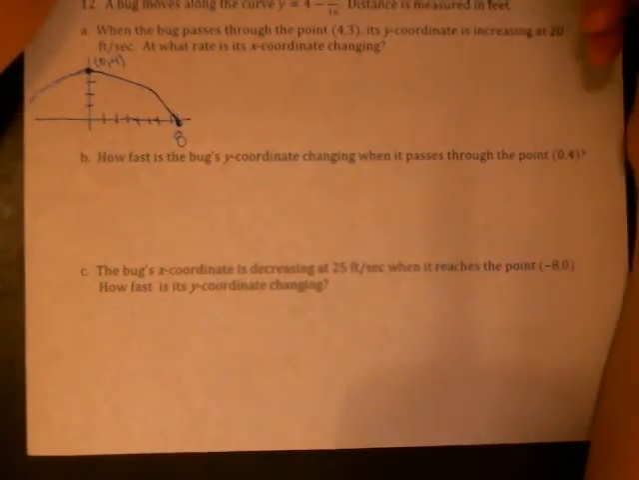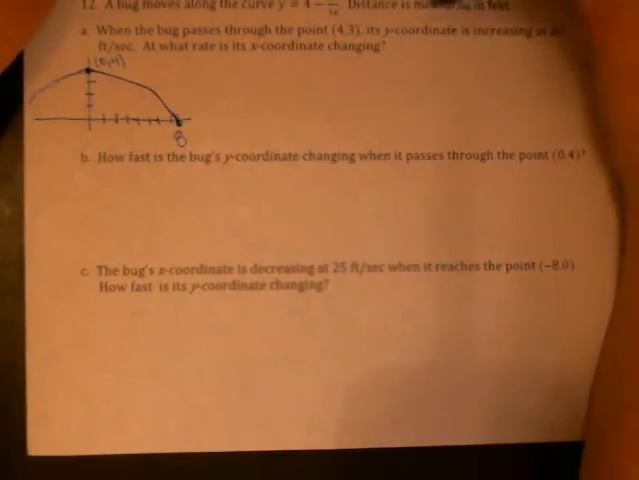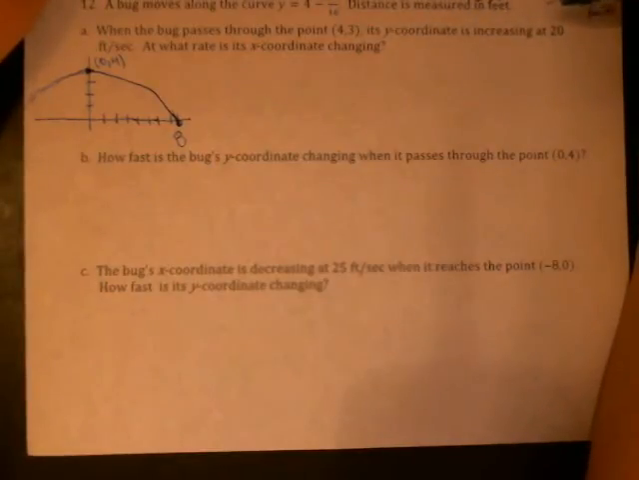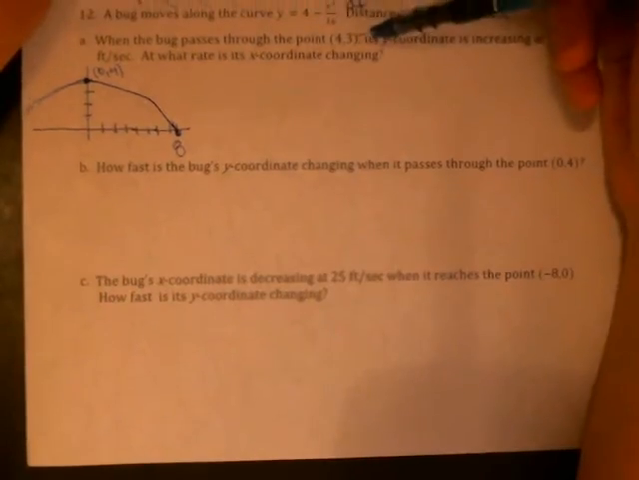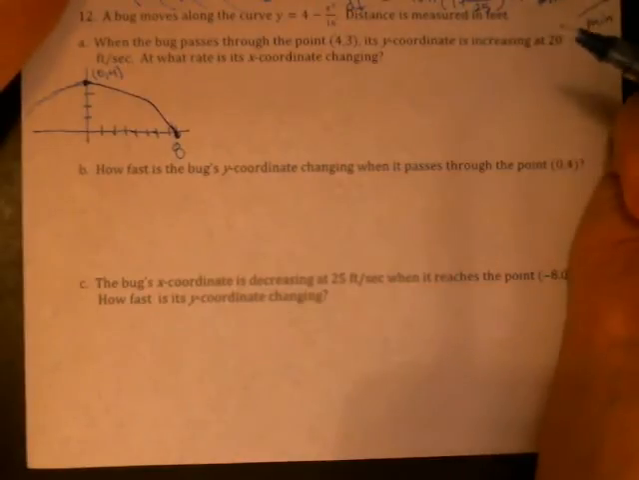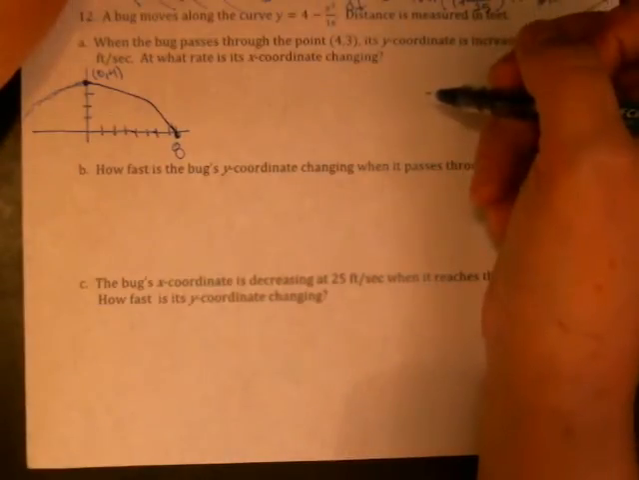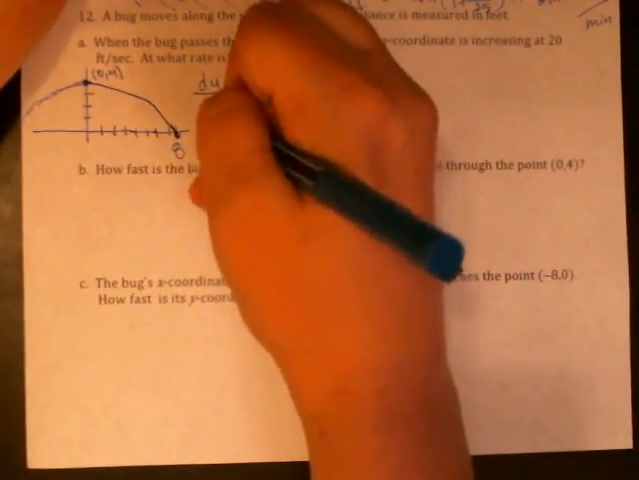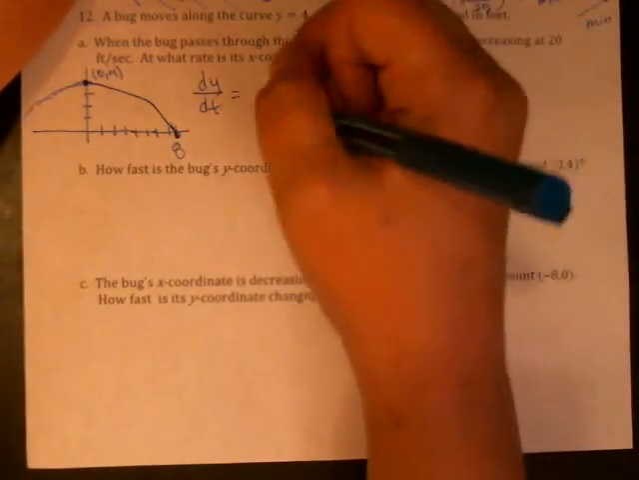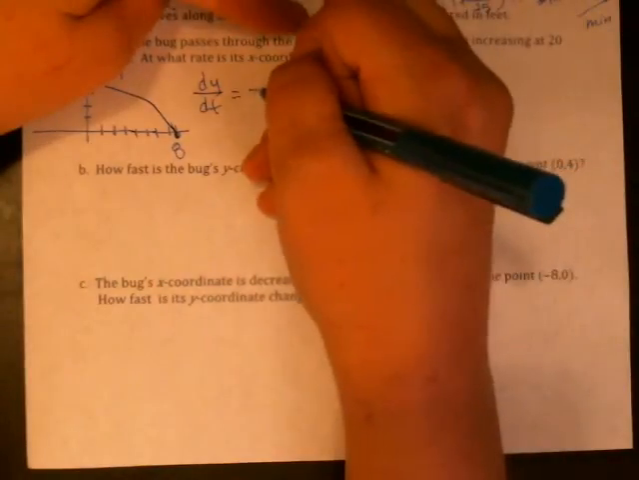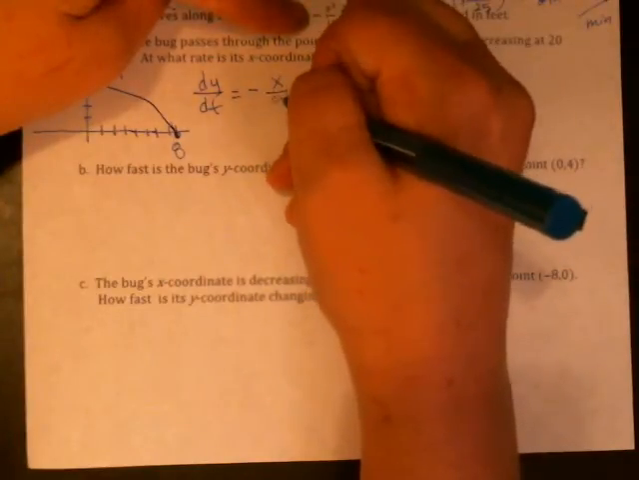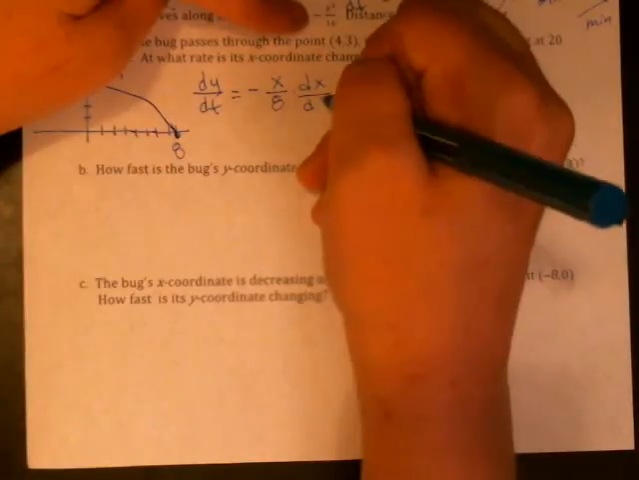We are supposed to figure out when the bug passes through the point 4, 3, its y-coordinate is increasing by 20 feet per second, and we're supposed to figure out how fast its x-coordinate is changing. So we already have the formula that relates the x and y-coordinates. It's this y equals 4 minus x squared over 16. So we just need to take derivatives with respect to time. This is per second. So dy dt is equal to, the 4 drops out, so we're going to get negative x squared over 16, so the 2 will come down in front. We'll get negative 1/8 x, and then we'll get a dx dt from our chain rule.